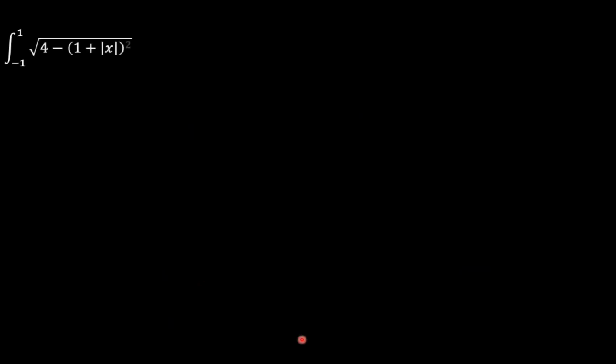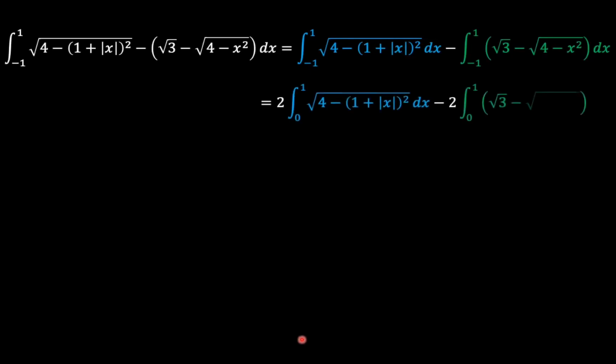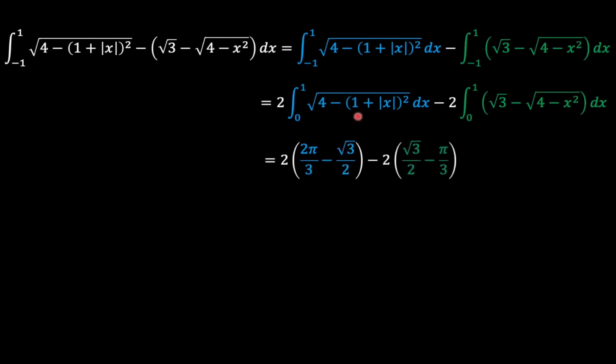So our initial integral consisting of these two subparts is the same as the blue minus the green component. And we know the blue could be bunched as twice the integral of the same integrand from 0 to 1. And the same applied to the green. So 2 times (2 pi over 3 minus root 3 over 2). This is what we found for this blue integral. Minus 2 times the value of the green integral, which was root 3 over 2 minus pi over 3. We can factor 2 out, and then we have now 2 pi over 3 minus pi over 3.